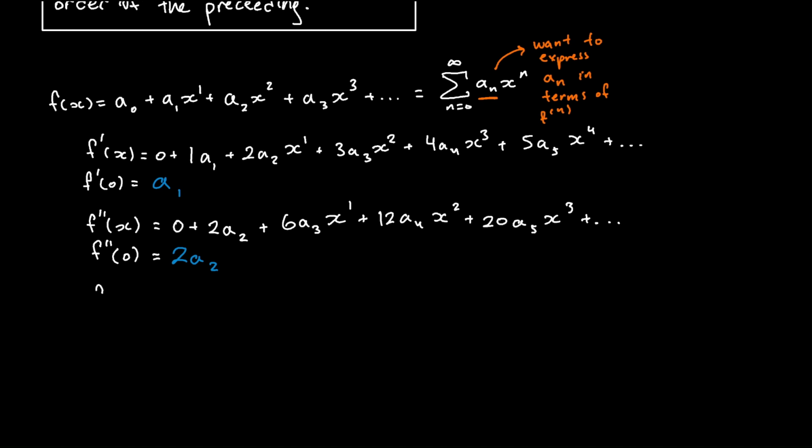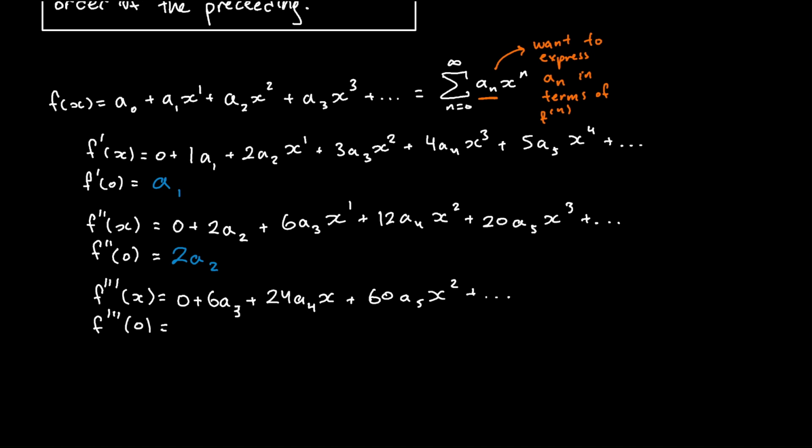What is the triple derivative of f of x? We can apply the power rule once again. So the triple derivative of f of x equals 0 plus 6a sub 3 plus 24a sub 4 x plus 60a5 x squared. And I'll stop there, but it continues infinitely. So what is the value of this triple derivative evaluated at x equals 0? Well, all the terms with x cancel out, so you're just left with the constant term 6a sub 3.